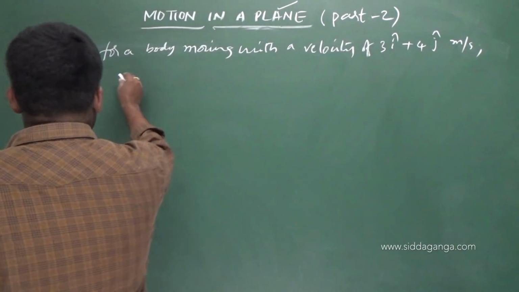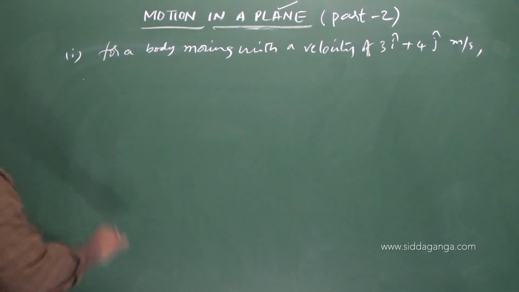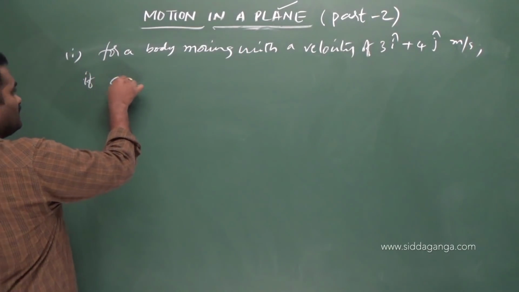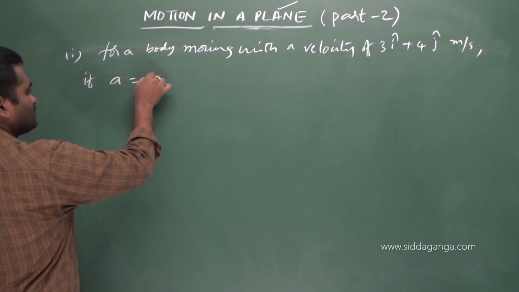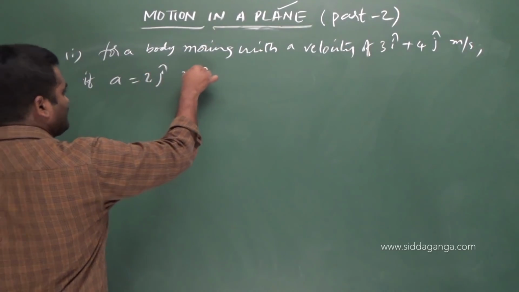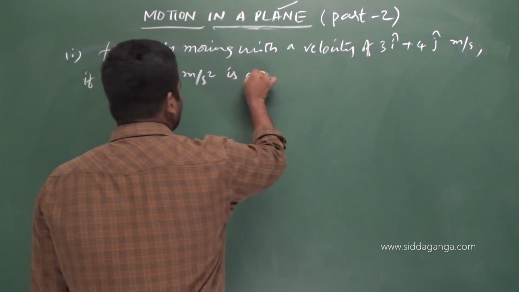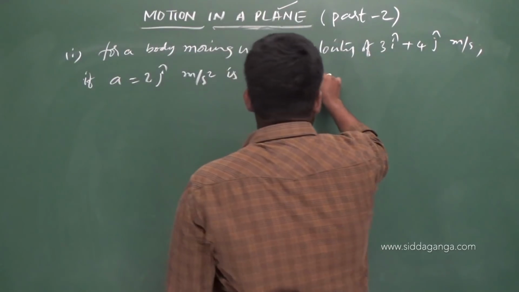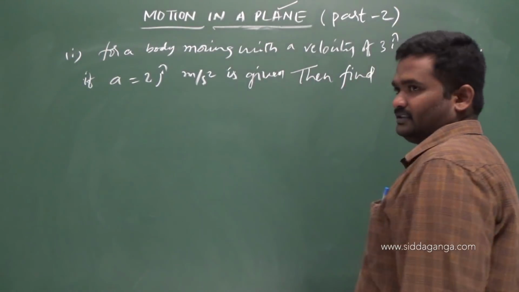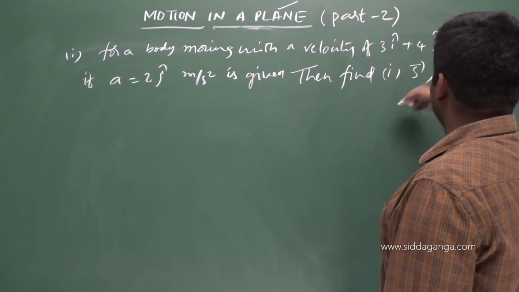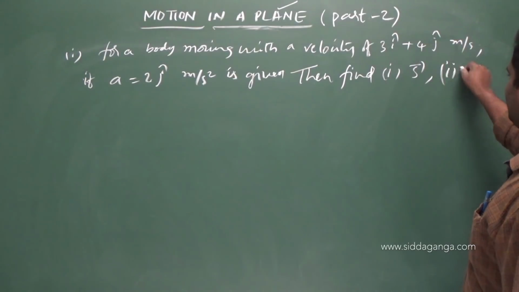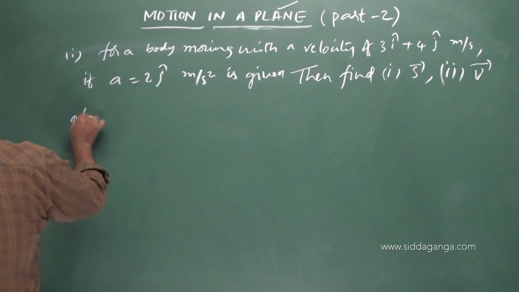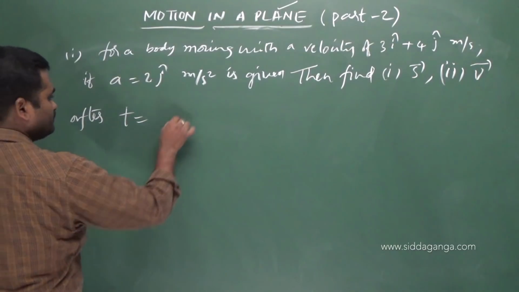an acceleration is given, if a equals 2j cap meter per second square, then find first the displacement, second the velocity v bar. I have to find its displacement and velocity after t equals 2 seconds.